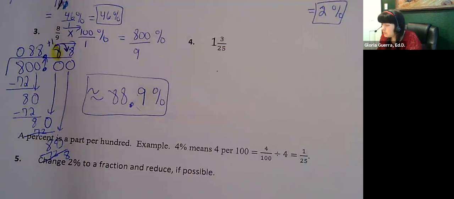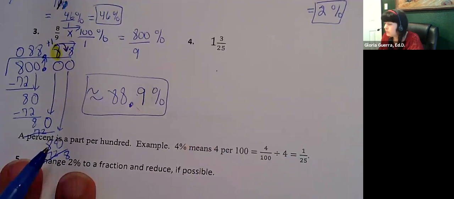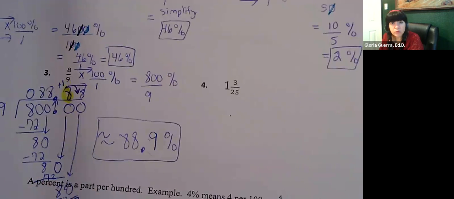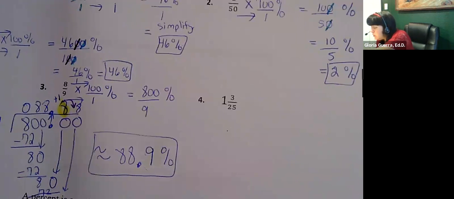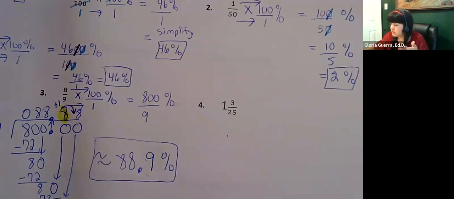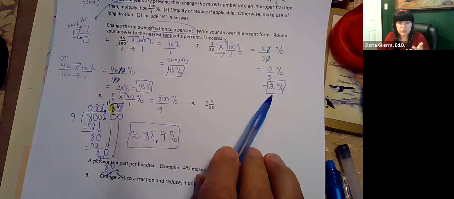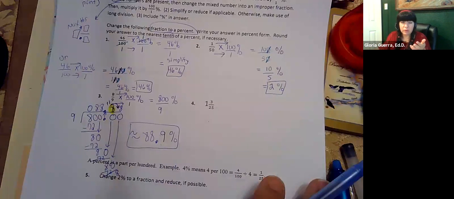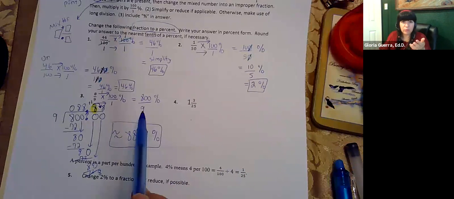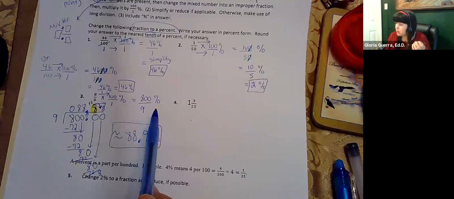Okay. And so that's the only one we had to do long division on. We didn't have to do it on number 1 or on number 2 because this gave us just 46 simplified. This just gave us 2 simplified. But this didn't simplify, right? And so we had to make it a decimal form. That's what the instructions said.